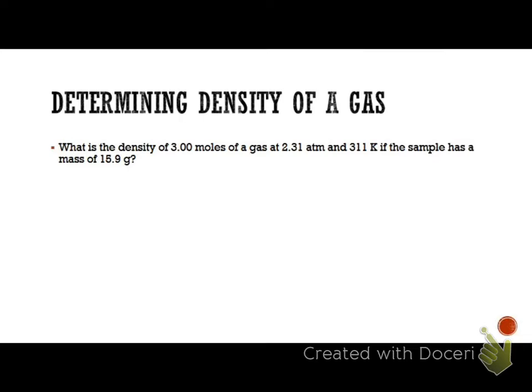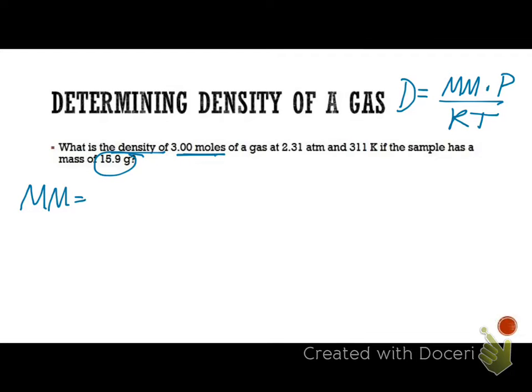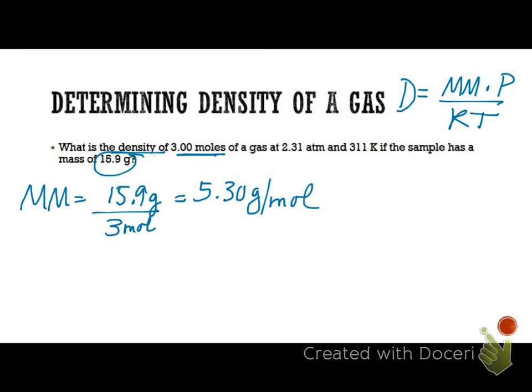The next one, this time we're going to solve for density. So I know that if I'm going to find the density, I'm going to need this formula. Density is equal to the molar mass times pressure over RT. But do I have a molar mass here? I do not. They're not giving me outright a molar mass. Do I know what gas I have to go look up the molar mass? I do not. But what do I have? I have grams and I have moles. So I can say molar mass is equal to 15.9 grams divided by 3 moles, which would give me 5.30 grams per mole.